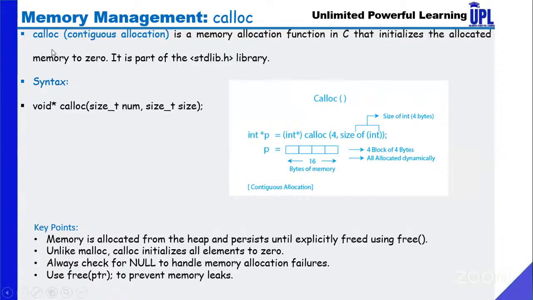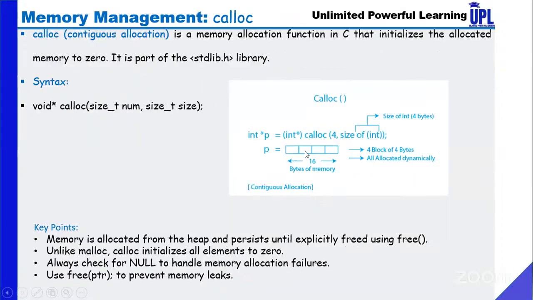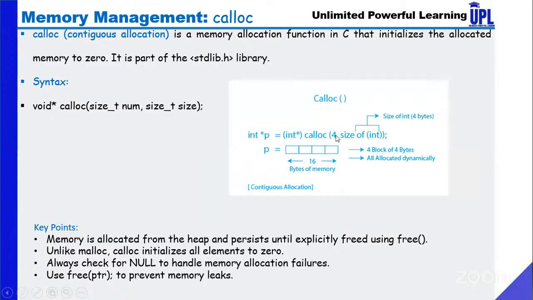Similarly, this is memory allocation, and calloc is contiguous allocation. Here there is only one difference. Here the memory location of 16 bytes is not initialized to 0, but with calloc it is initialized to 0. Also, malloc takes only one argument, 4 into 4, 16 bytes of memory. But with calloc you tell how many blocks of contiguous memory: 4 blocks, 1, 2, 3, 4, of type integer, each 4 bytes. So contiguous blocks, 4 blocks of 4 bytes, all allocated dynamically.